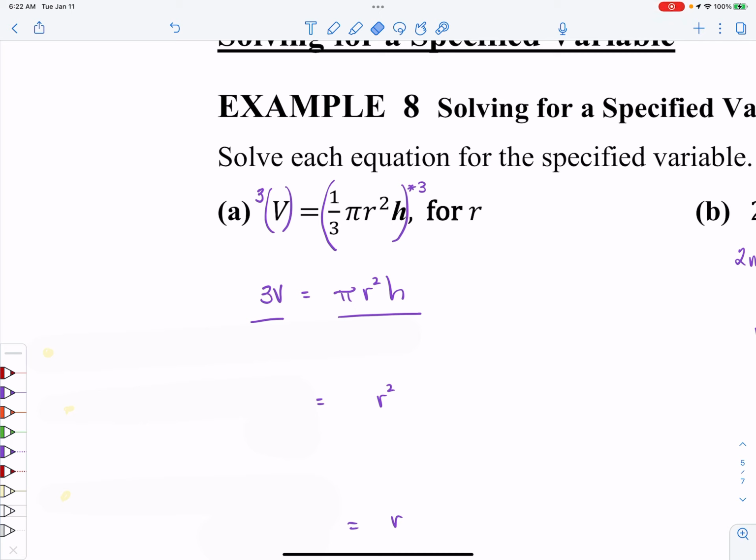Now remember, what I'm trying to do here is isolate the r. So the next thing I'll do is get rid of the pi and the h. We'll divide on both sides by pi h. That means the pi's are going to cancel, the h's are going to cancel, leaving me with just an r squared.